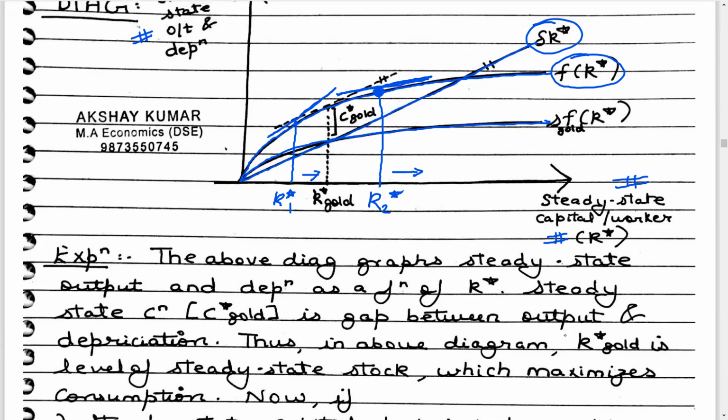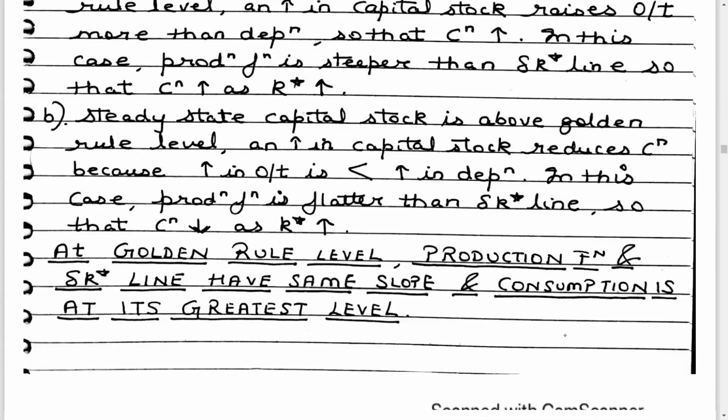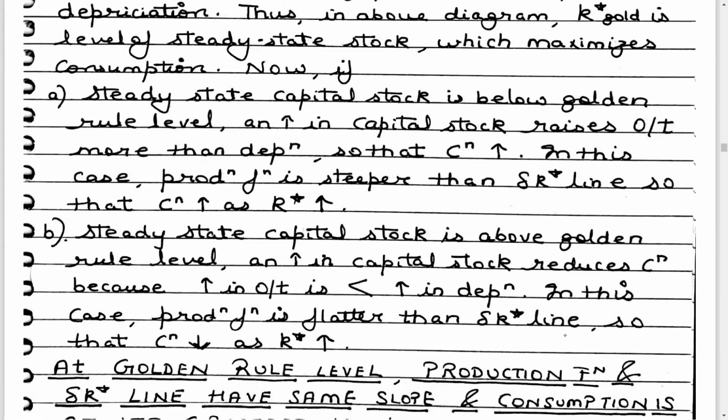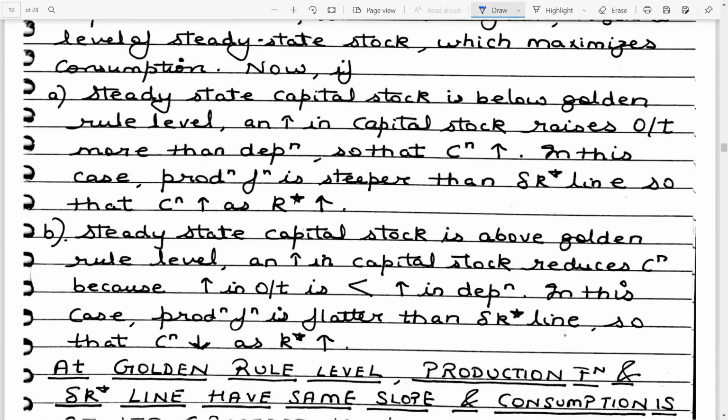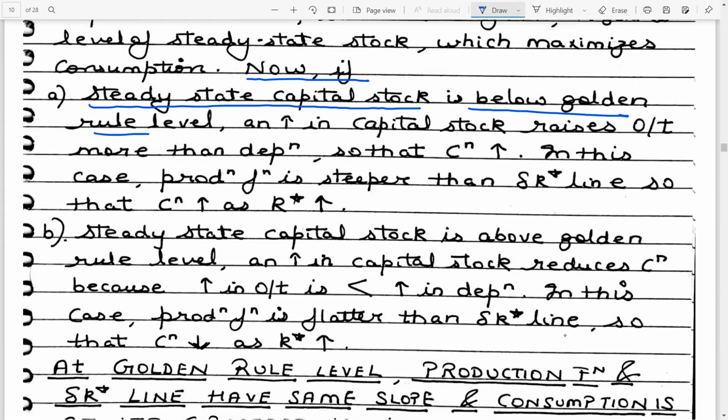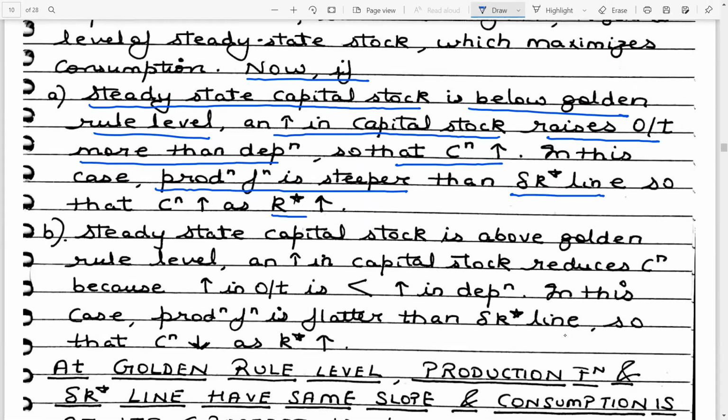So if I quickly give it a read, you can see this written in paragraph form as well. If the steady state capital stock is below the golden rule level, an increase in the capital stock raises output more than depreciation. And since output increases more than depreciation, my consumption increases. You can clearly see in this case, the production function is steeper than the delta K star line, so that increasing the capital stock K star will increase consumption.